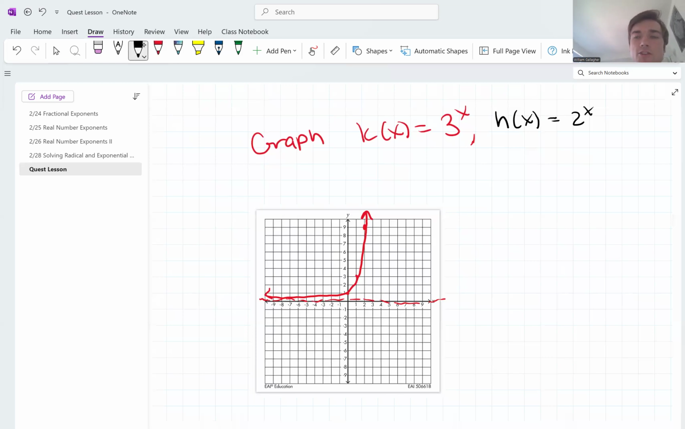And then for h of x equals 2 to the x, right? 2 to the 0 is 1. 2 to the first is 2. 2 squared is 4. 2 cubed is 8. And so we end up with this.